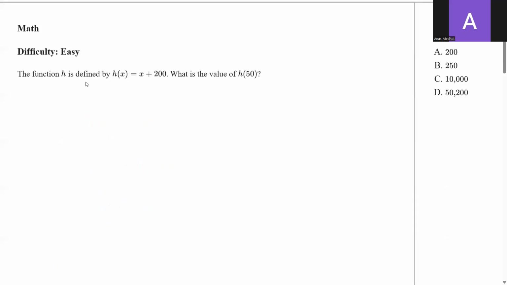Function h is defined by h of x equals x plus 200. What's the value of h of 50? All you have to do is substitute: 50 plus 200, which is 250. So the answer is B.